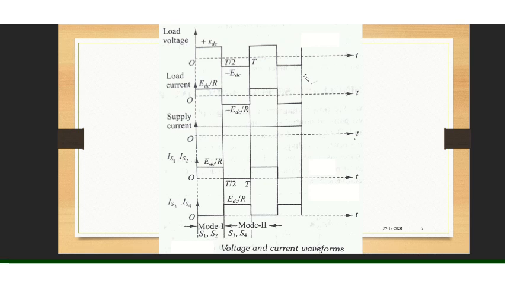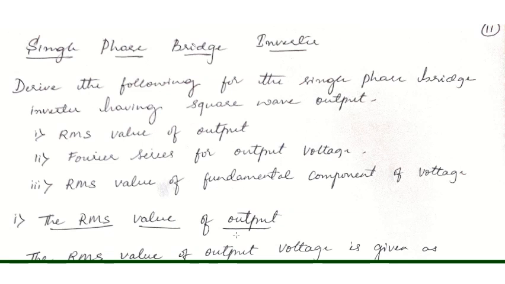So that is the operation of a single phase bridge inverter with R load. Obviously the other waveforms are for the switches, the current across the switches S1 and S2, S3 and S4, which you are familiar with. So let us observe the equations for single phase bridge inverter.